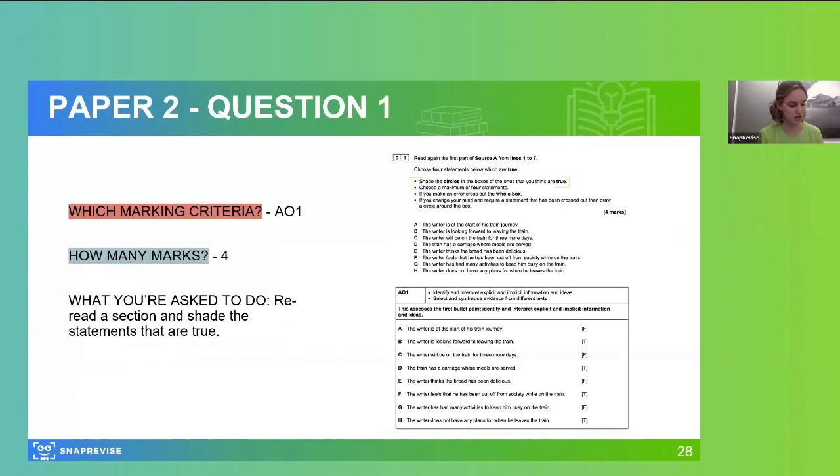So with question 1, it's all about AO1, which is your ability to understand and make inferences from the text. It's worth 4 marks.